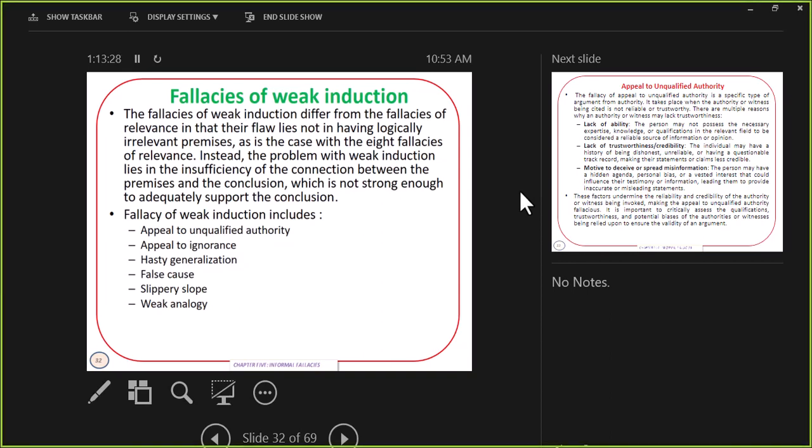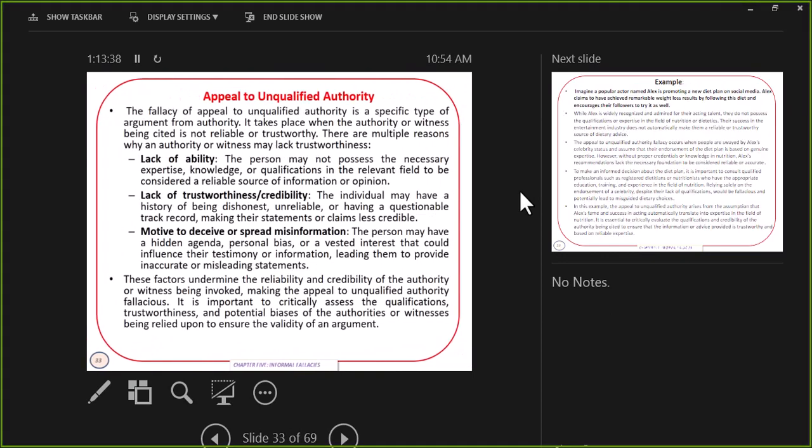Appeal to unqualified authority, appeal to ignorance, hasty generalization, false cause, slippery slope, and weak analogy can all be categorized under the second category, the fallacies of weak induction. Appeal to unqualified authority is related to an argument based on authority.